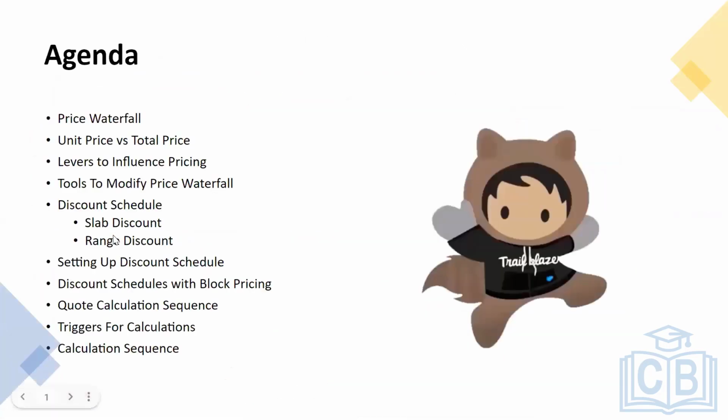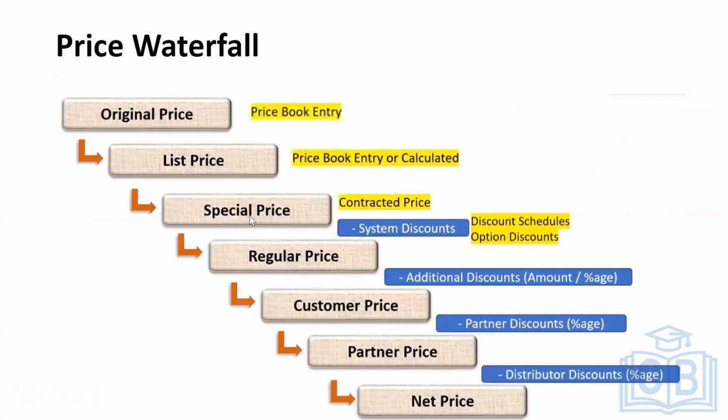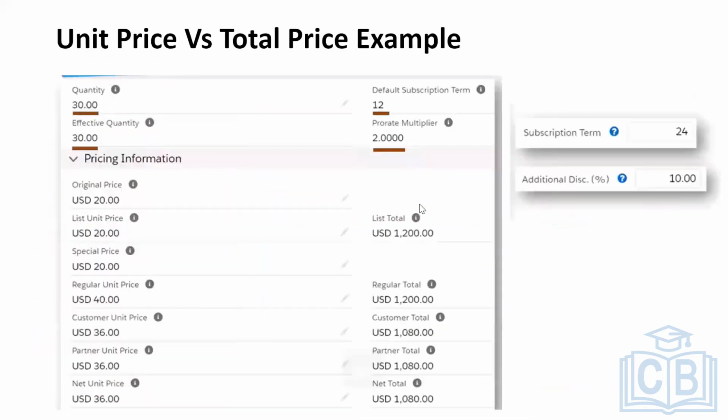So if you remember this flow I have talked about, special price comes after the list price if we have no contracted price or the like. So in this example, we don't have any contracted price, so it is again the same as the list unit price. Now comes the regular unit price.